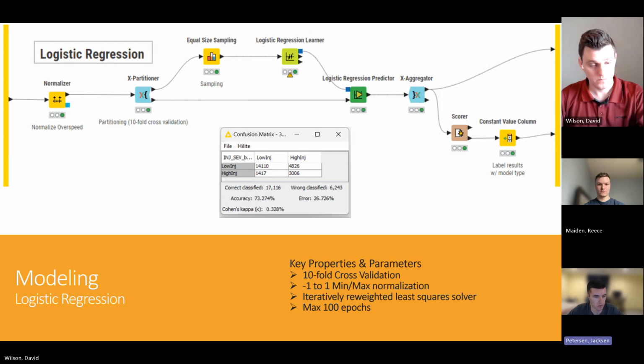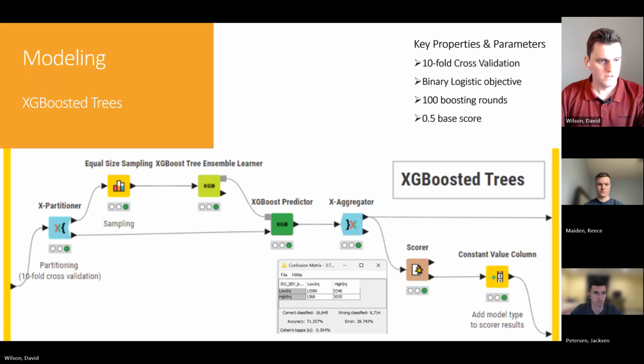Next, we did a logistic regression model. We also normalized the overspeed variable with a -1 to 1 min-max, again using tenfold cross-validation and a reweighted least squares solver, and this resulted in a 73% accuracy. We also prepared an XGBoost trees model. Key properties on that model were tenfold cross-validation, like those before, a binary logistic objective, 100 boosting rounds, and a base score of 0.5. This model produced a predictive accuracy of 71%.